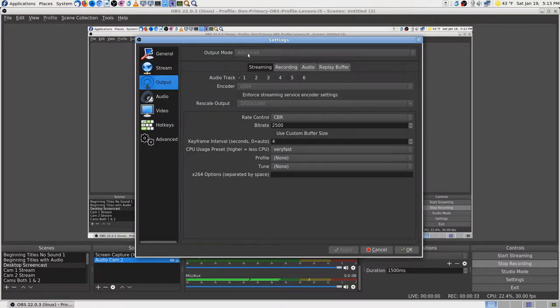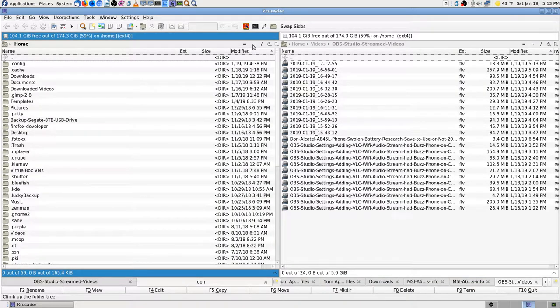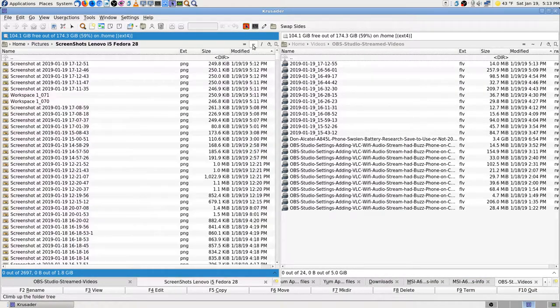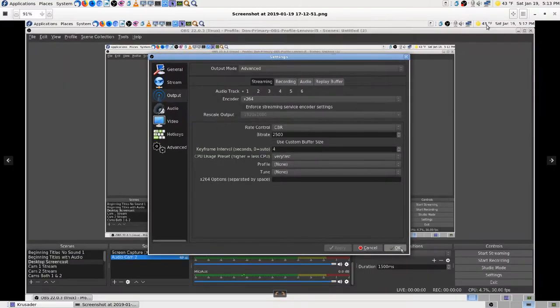And there's an advanced and a simple mode. Get out of there. And I will show in my screenshots here, I made screenshots as I went. Okay, so this is what I did.